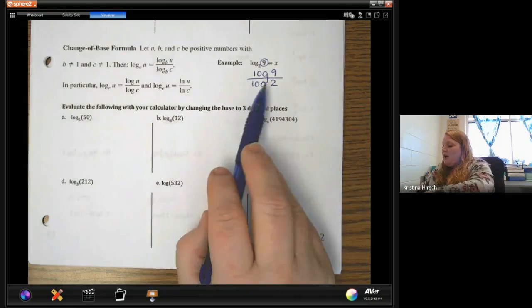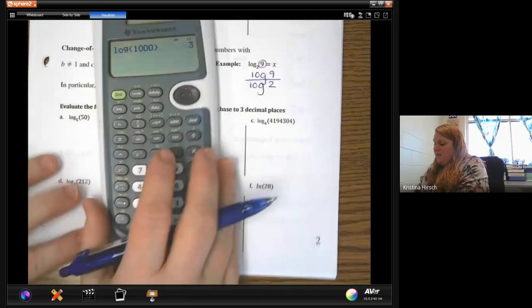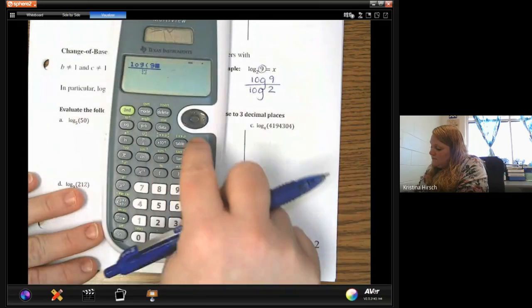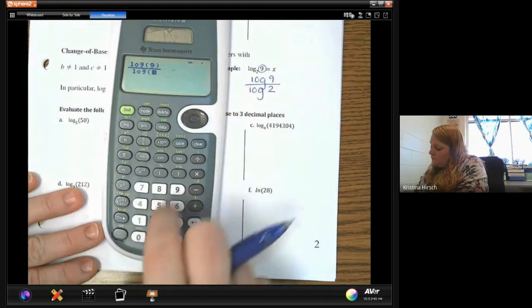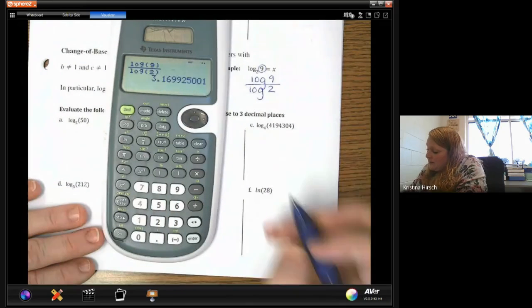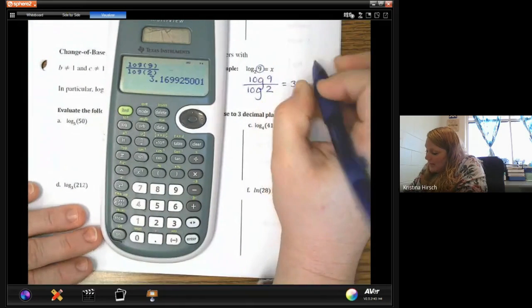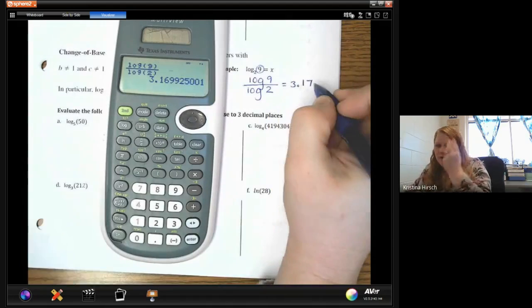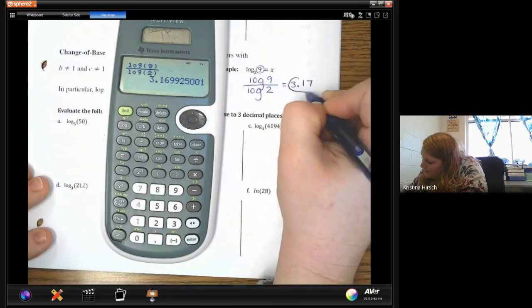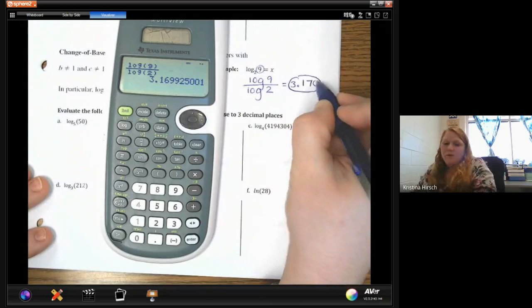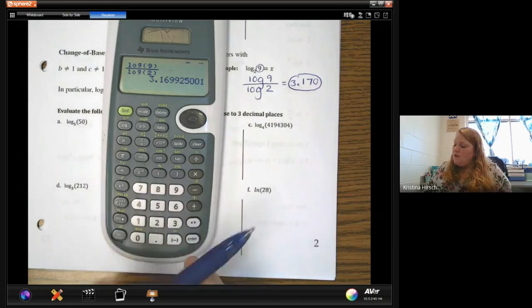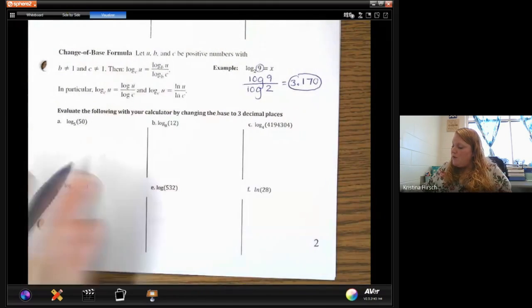Now that I know that, I can just put that in my calculator. I can say n over d: log of 9 over log of 2. And I get 3.1699, so 3.17. I'll round it to 2 decimals. Usually you do 3 decimals, but that would be a 0, which is not necessary technically. So, 3.17.